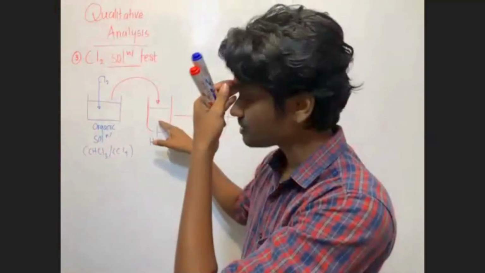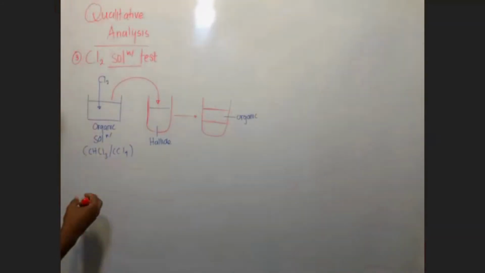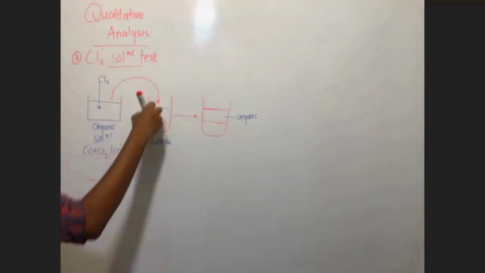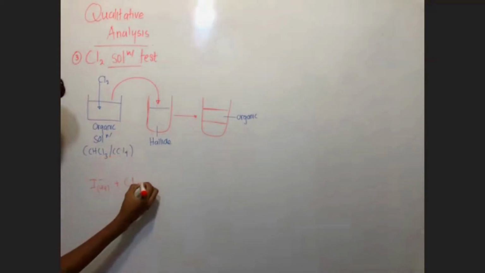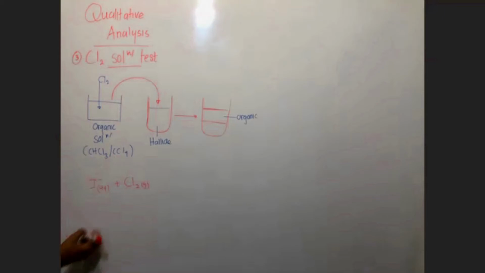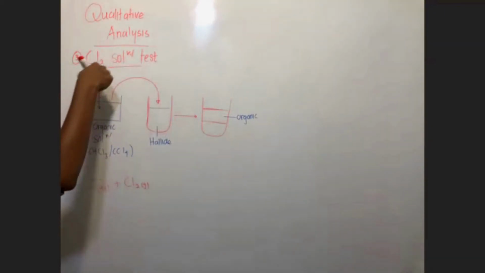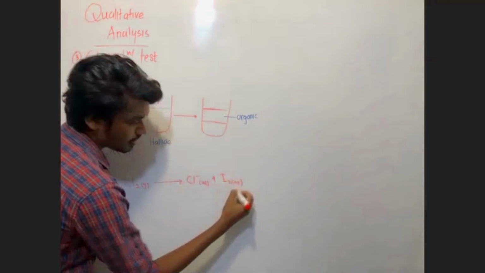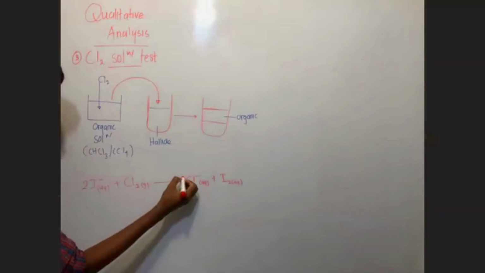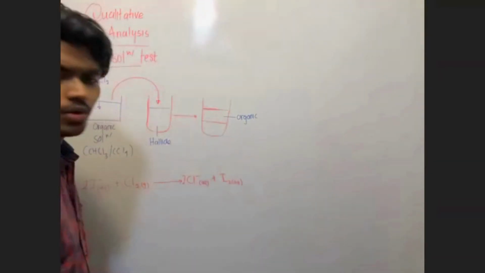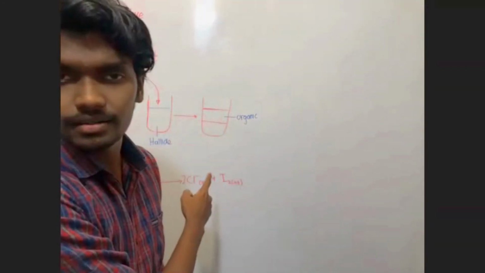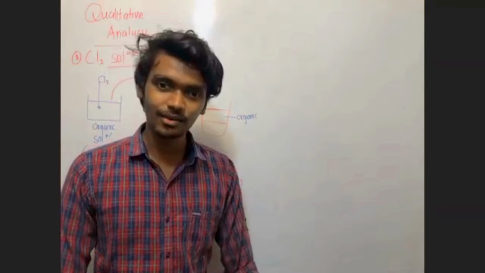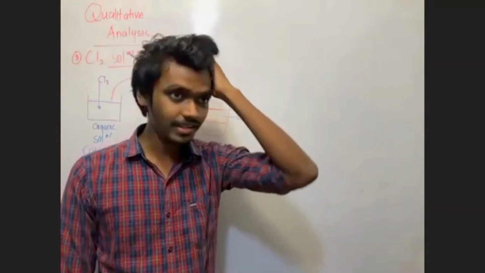Assume I minus was there, aqueous I minus. You add Cl2 gas. What happens? Aqueous I2 forms. When this I2 comes into contact with the organic layer, it shows a significant color. I2 in the presence of an organic solvent. What is the color? We have done this. I have shown you the color also.